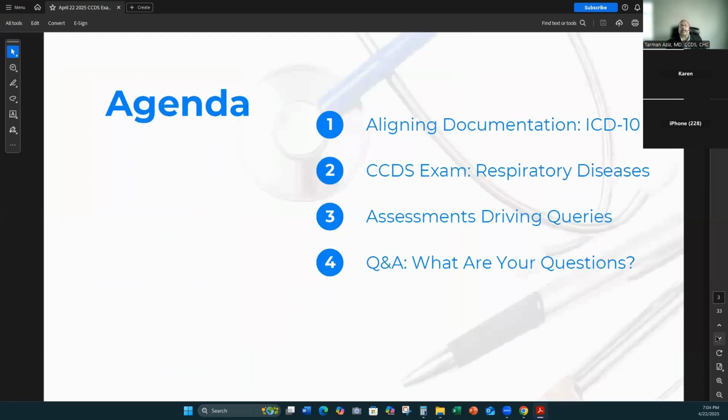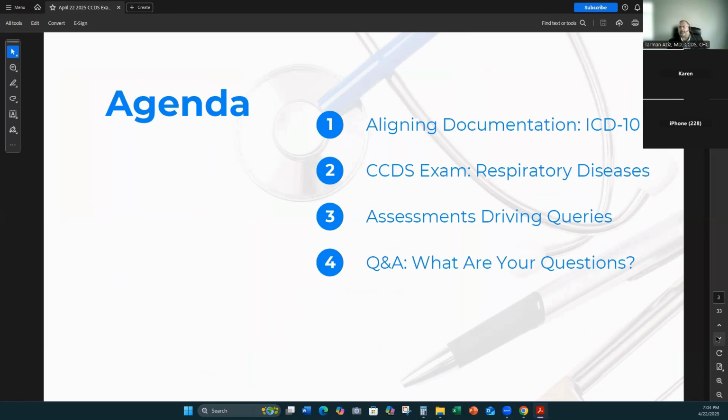So today we'll be looking at aligning provider documentation with accuracy for appropriate ICD-10 coding. Providers don't always know about how to do that. And then we'll talk about the exam itself in terms of which are the top 10 respiratory diseases that you should be familiar with when taking the CCDS exam.